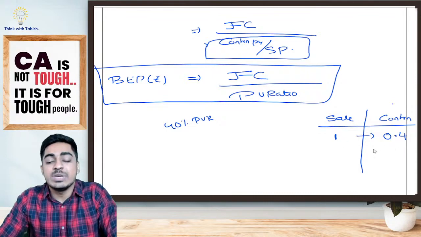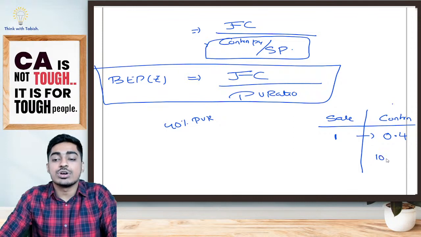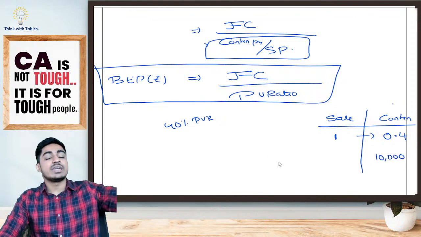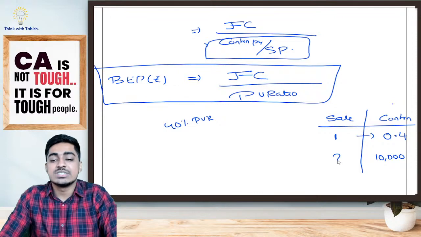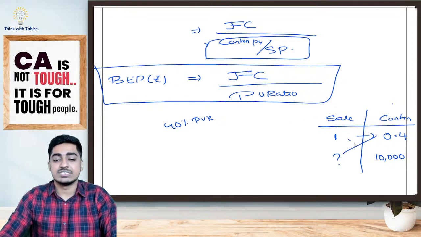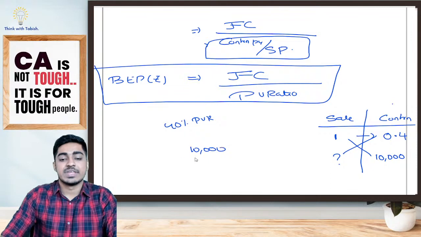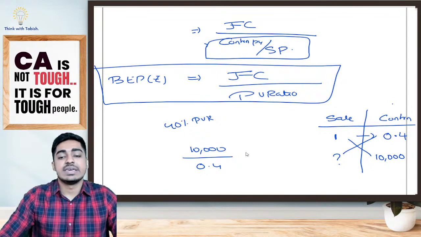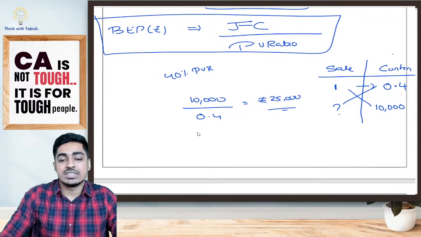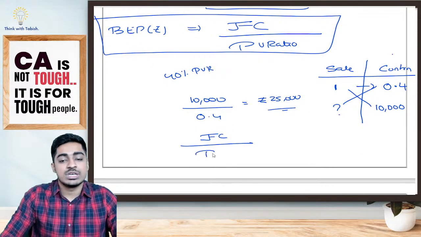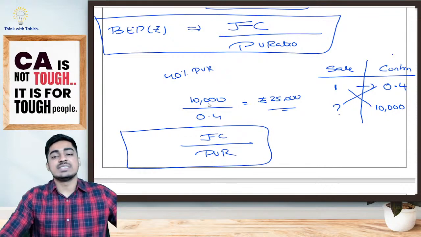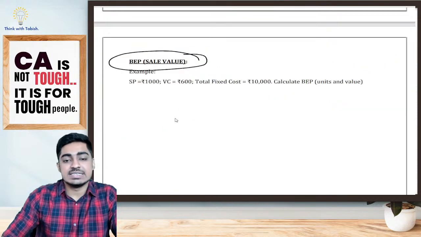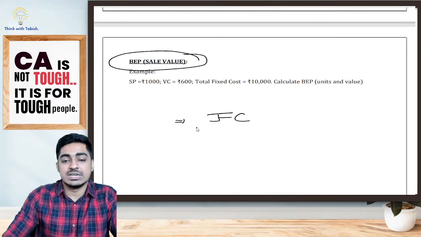Now, to arrive at BP, how much contribution do I want? I want a contribution of 10,000 rupees because I have to pay 10,000 rupees fixed cost. So, how much sale should I make? Cross multiplication is 10,000 divided by 0.4. How much is it, students? It is 25,000. And how did we get this? What is 10,000? It is fixed cost. What is 0.4? It is PV ratio. So BP sale in terms of rupees is nothing but fixed cost divided by PV ratio.